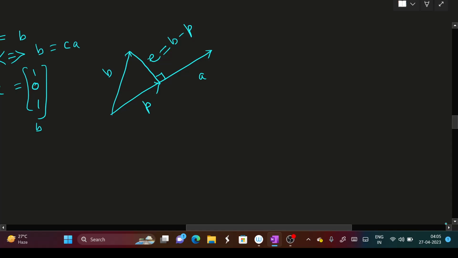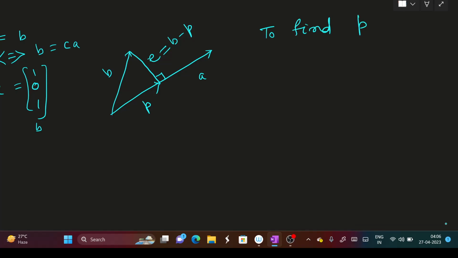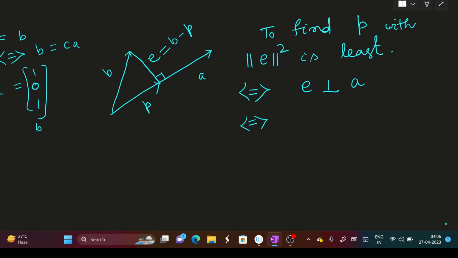So what is our target then? To find p with the square of the length of e least. And this is possible if and only if e is orthogonal to a, or a is orthogonal to e, they have the same meaning. That is, a transpose e is equal to 0. We will discuss further regarding this.